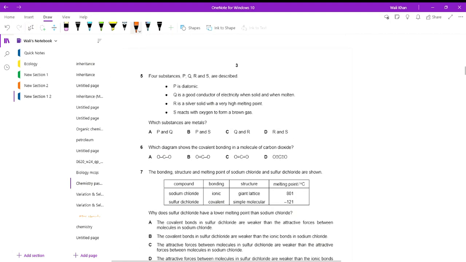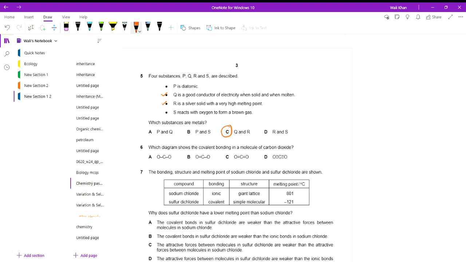Question number 5. Four substances P, Q, R and S are described. P is diatomic, Q is a good conductor of electricity when solid and when molten, R is a silver solid with a very high melting point, S reacts with oxygen to form a brown gas. Which substances are metals? So remember the properties of metals. Q is a good conductor of electricity when solid and when molten. R is a silver solid with a very high melting point. So the option is C.